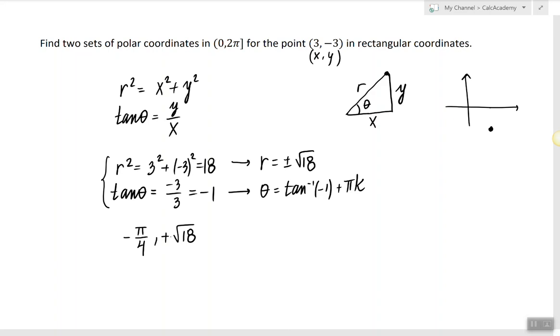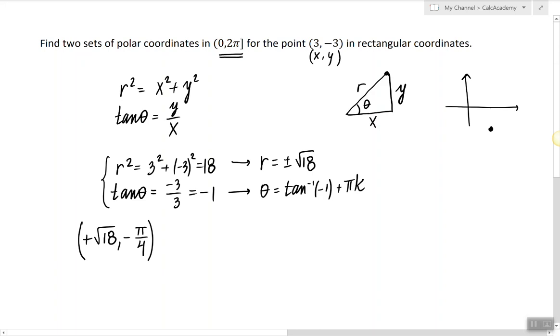However, there is a requirement that theta has to be in the interval between 0 and 2 pi. And by the way, we always write r first and then theta. So the coordinates of the point that we found first are square root of 18, negative pi over 4.